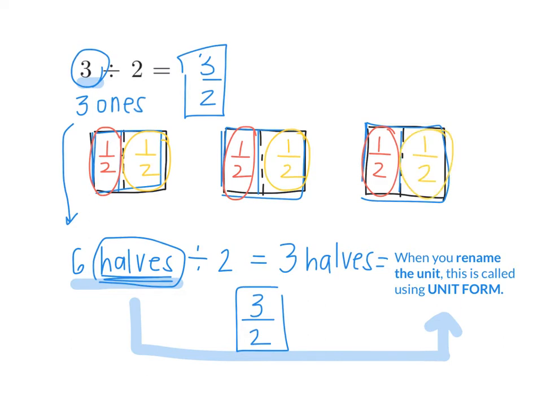So you need to know how to prove this using pictures and using unit form. Remember, unit form is when you rename the units. What was our old units? Everyone? What is our new units? When we renamed the units from 3 ones to 6 halves, did we change the whole? No. Talk to your partner. Why did we want to rename it then? When we rename the unit from 3 ones to 6 halves, it just makes it easier to divide by 2. Okay, and then we have our answer then.